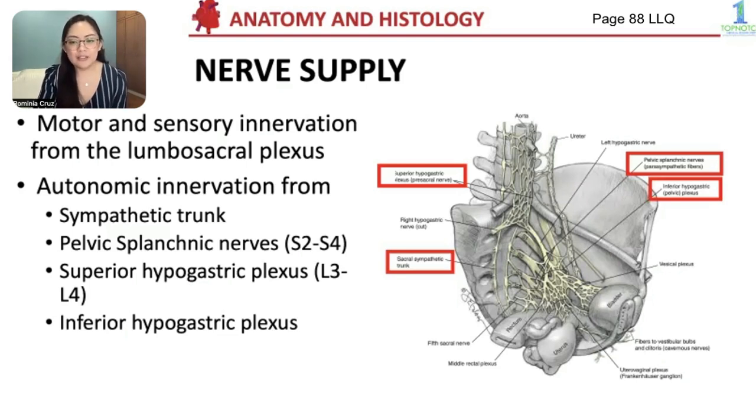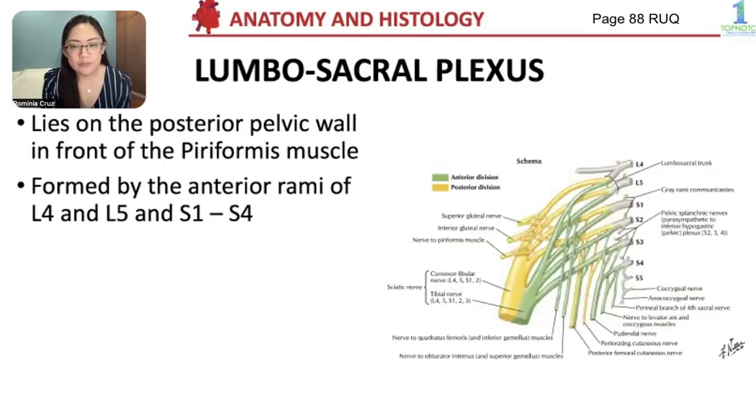On the other hand, the motor and sensory innervation of your pelvis would come from your lumbosacral plexus. The lumbosacral plexus is formed by the anterior rami of your L4 to S4, and it lies on the posterior wall anterior to the piriformis muscle. Okay, the sacral plexus would provide motor and sensory nerves for the posterior thigh, majority of the lower leg, the foot, and parts of your pelvis.